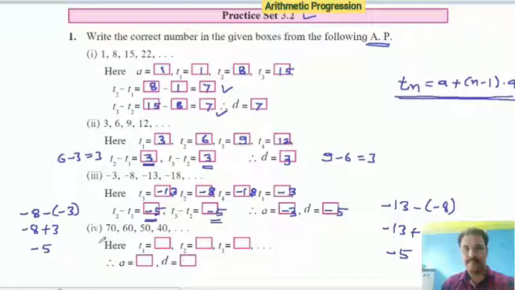Now very similar in the fourth one. T1 is 70, T2 is 60, T3 is 50. Here a, the first term, is 70. For d we have to take 60 minus 70, that is T2 minus T1. Here it is minus 10. So the common difference is minus 10. Like this we can solve. Okay friends?